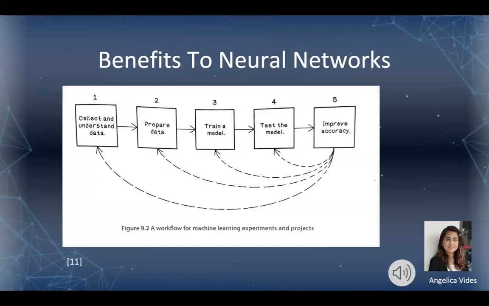So basically, first a problem has to be identified by the neural network. Then this data will be collected, understood, and prepared. And once this model is tested, it will be improved if necessary. So basically, this figure is just showing the machine learning life cycle, and it's just showing an example of how that life cycle looks. Thank you.